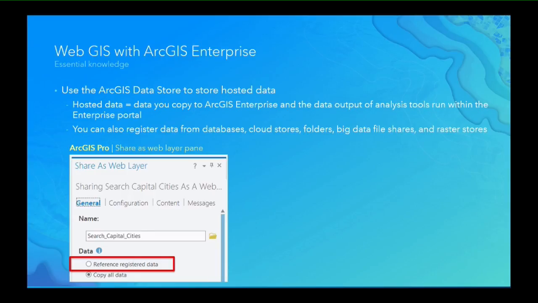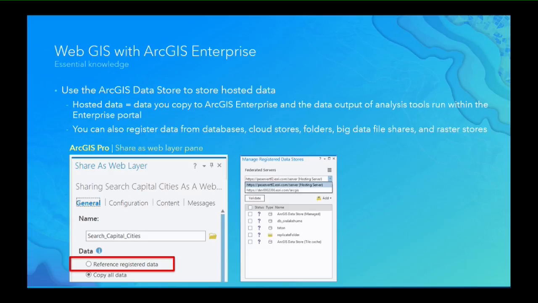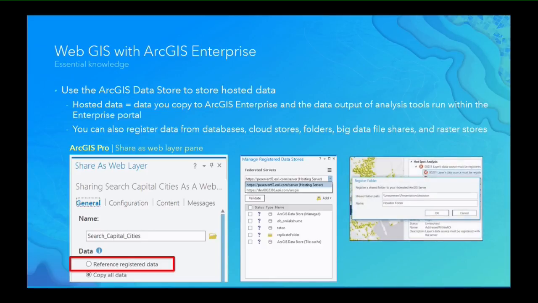Whatever it is, you want to have the data stay where it's at, and you want to be able to just simply reference that from your enterprise deployment. So in Pro, you would do this by simply referencing the registered data, and they actually have a new pane within Pro where you can manage the registered data stores. Here you can add a data store, edit a data store, similar to an ArcMap workflow that you may have been familiar with in the past, but now there's a pane in Pro that you can do it.